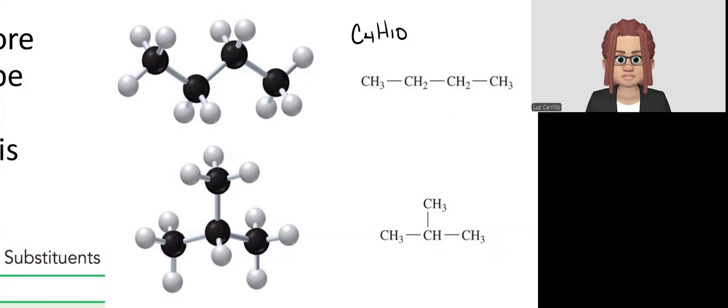Now, looking at the molecules, we can see that the connectivity of the atoms is different. Thus, the 2 molecules are going to have different names. From the previous slide, if we have a molecule that has 1, 2, 3, 4 carbon atoms, what is the alkane name for it?